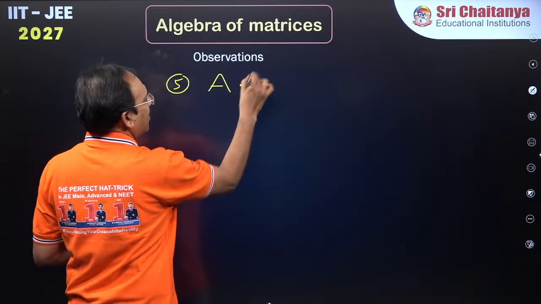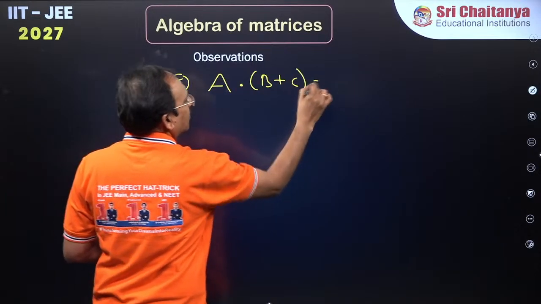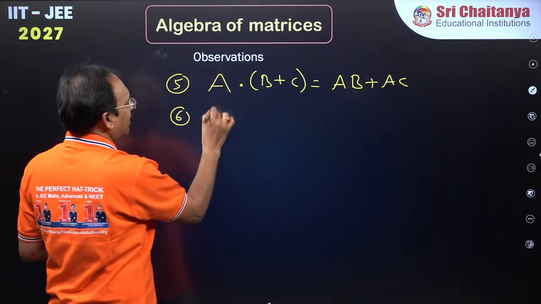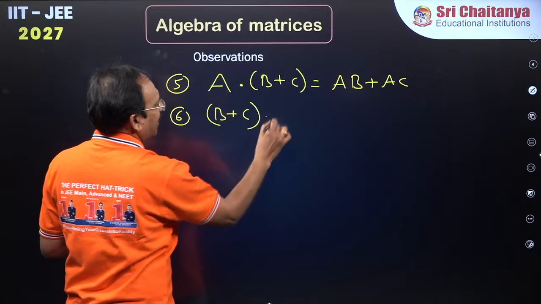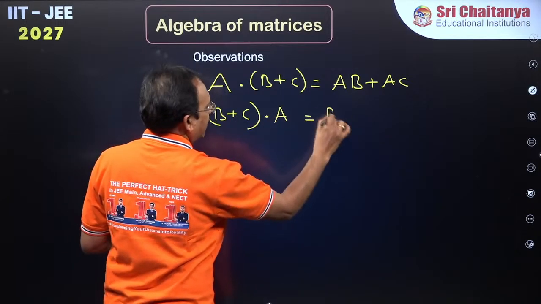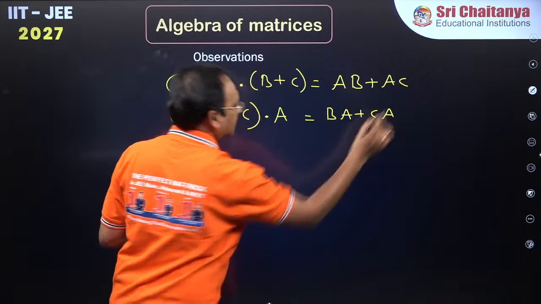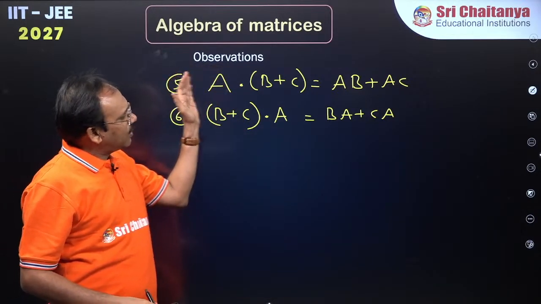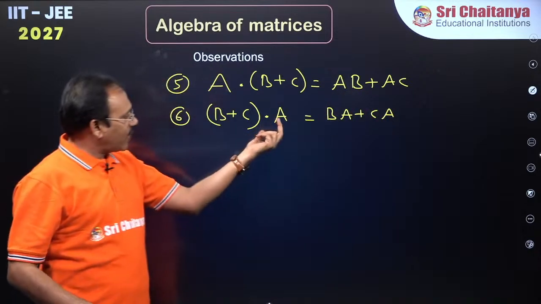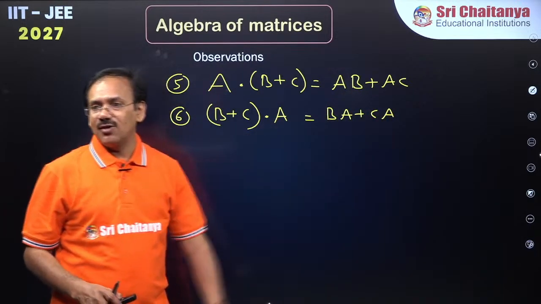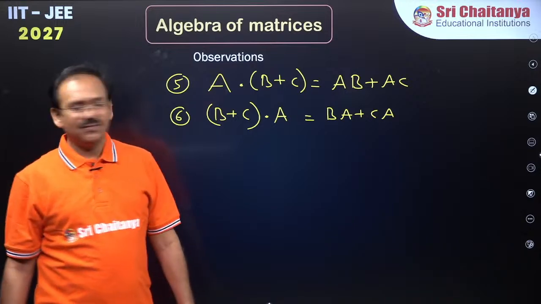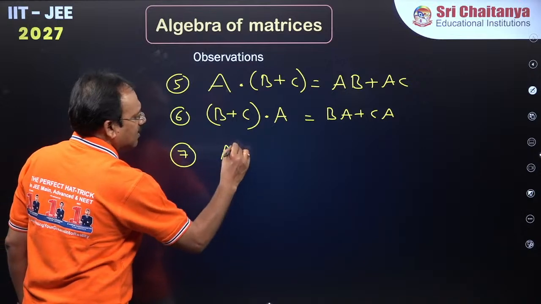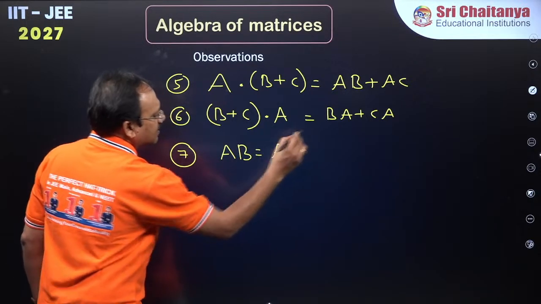Next, matrix multiplication has the distributive property. That means A multiplied by B plus C can be written as AB plus AC. Similarly, B plus C multiplied by A, right multiplication, gives BA plus CA. Do remember, in the distributive property, if A is on the left side, you have to maintain the left side only. If A is on the right side, you have to maintain the right side only. Clear, everyone?